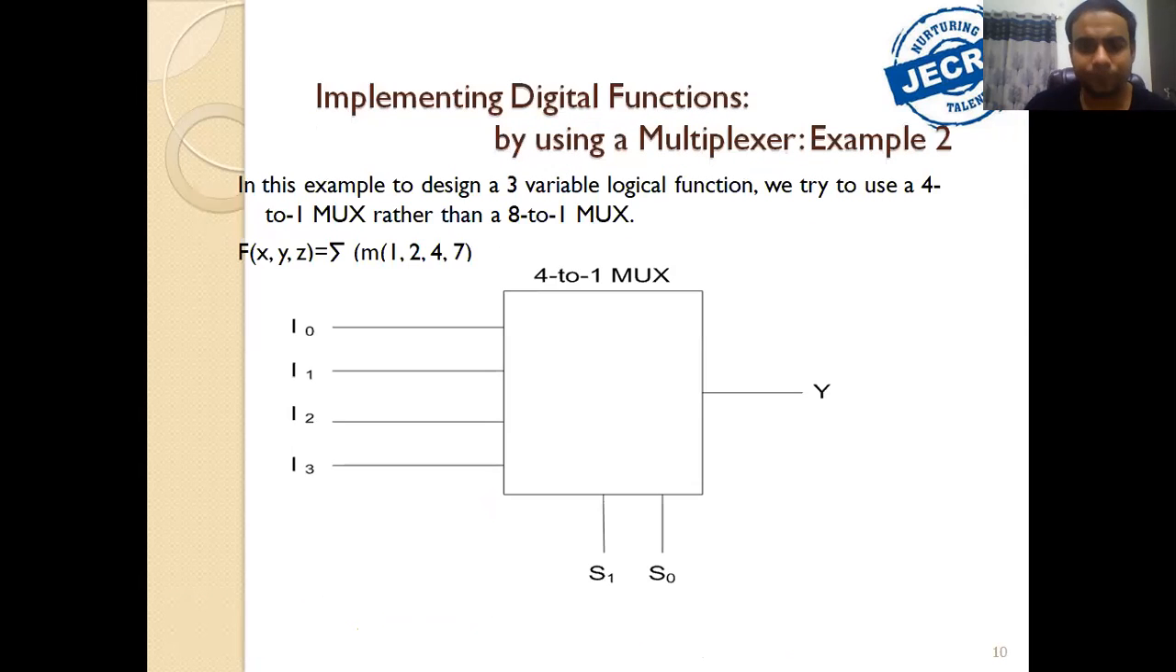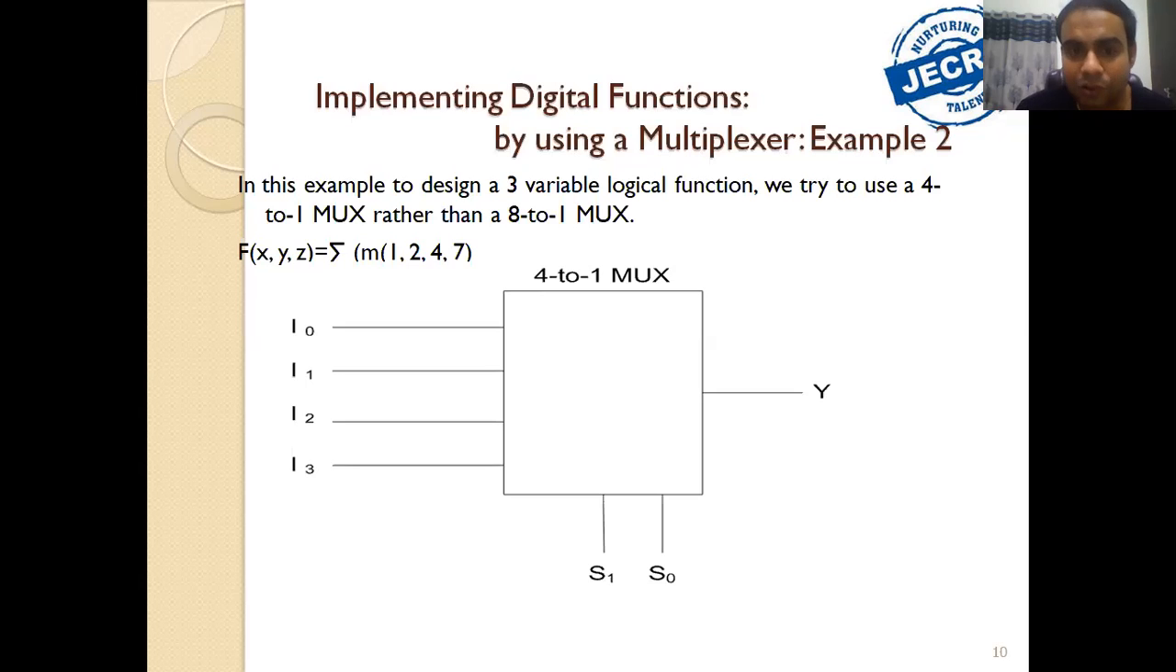Okay. Another example is the 4:1 multiplexer. In this example, to design a 3 variable logic function, we try to use a 4:1 multiplexer, then an 8:1 multiplexer. Now here the inputs are X, Y, Z, and the function is m equal to 1, 2, 4, 7.